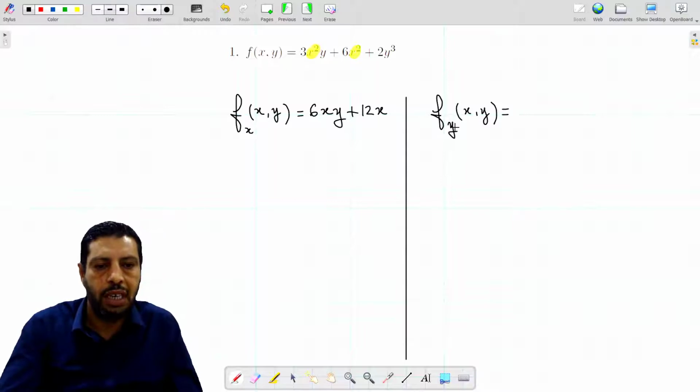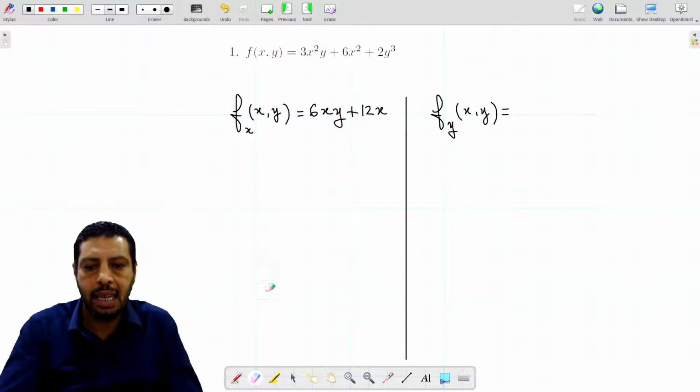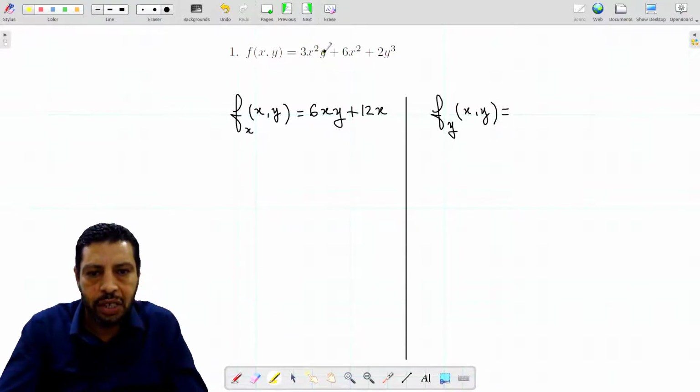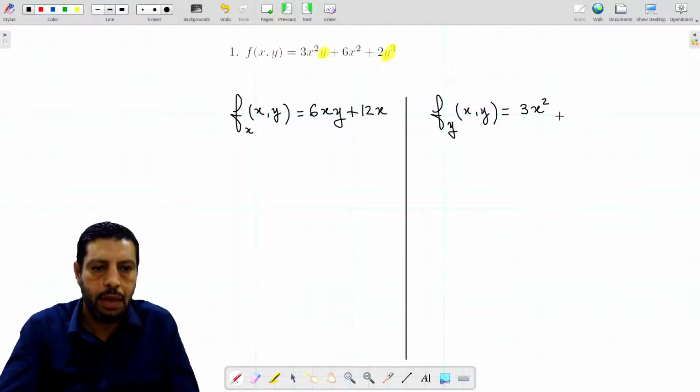Now let's move to the partial derivative with respect to y. Here we're going to consider x as a constant and y as a variable. So let's highlight the y in our expression. The y appears here, and it also appears in the y cubed. For the first term, the derivative of y with respect to y is 1. 1 multiplied by 3x squared gives 3x squared. Plus, for the second quantity, there is no y, so it gives 0.